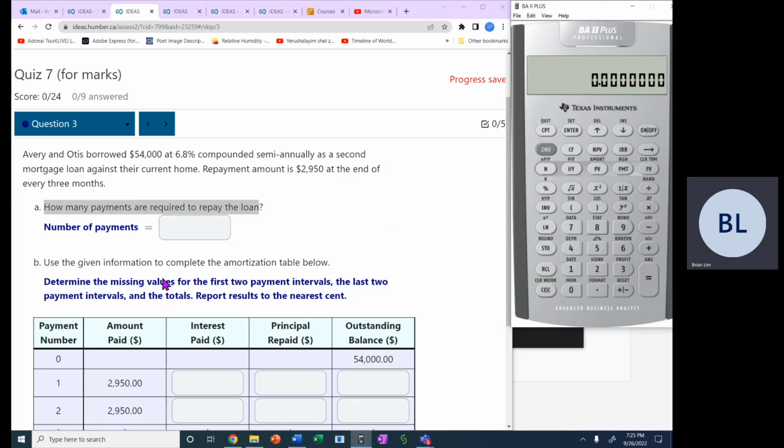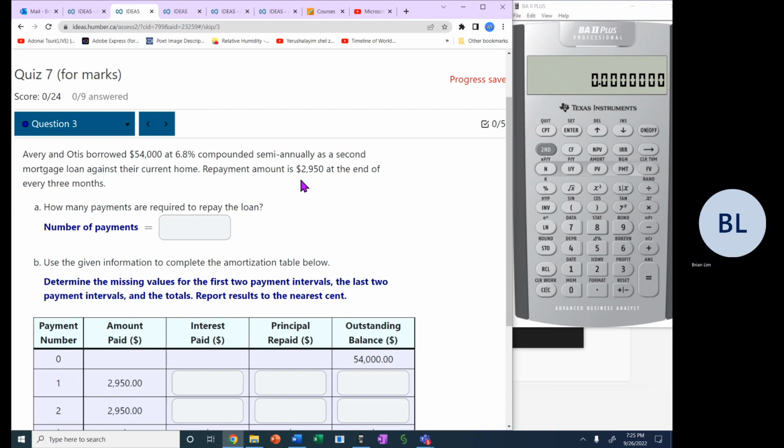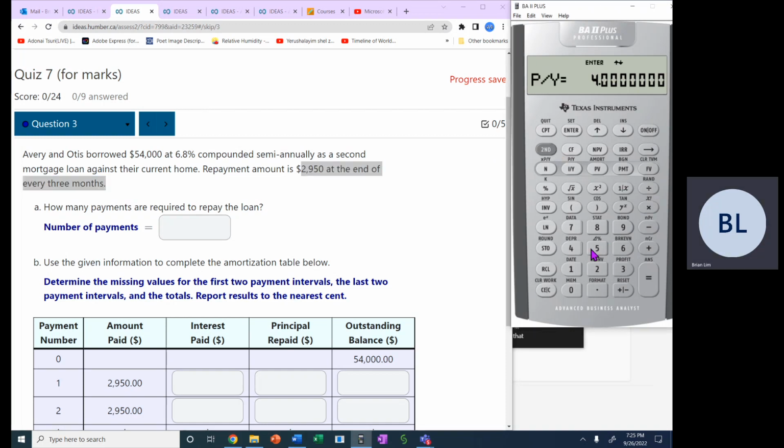Okay, let's go now. So the payments are at the end of every 3 months. So that means that PY is 4, or we can indeed enter it as 4. Now the compounding is semi-annually, so that means CY is 2. Enter, and we can check. PY is 4 and CY is 2, and we get out of that menu.